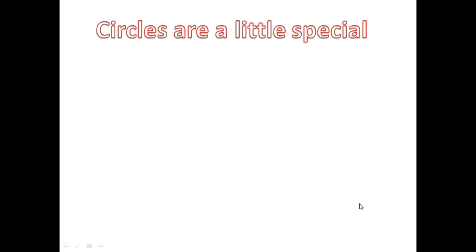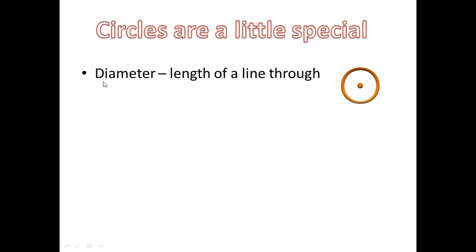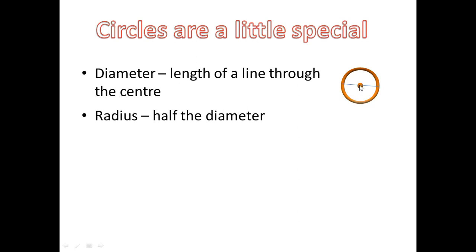Circles are a little bit special, and so I'm going to talk a little bit about circles before we do our example. This is a circle, and right in the middle, I've put a dot in the center. The diameter is the length that's through the center. So this is important because this is the length that we're going to be using to calculate different things. We have the radius, and the radius is half of the diameter, or you could say it's a line that comes from the center to the outside of the circle.